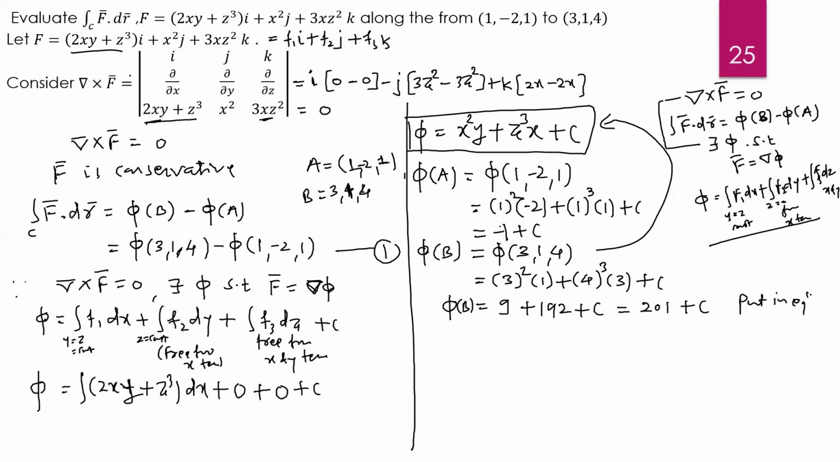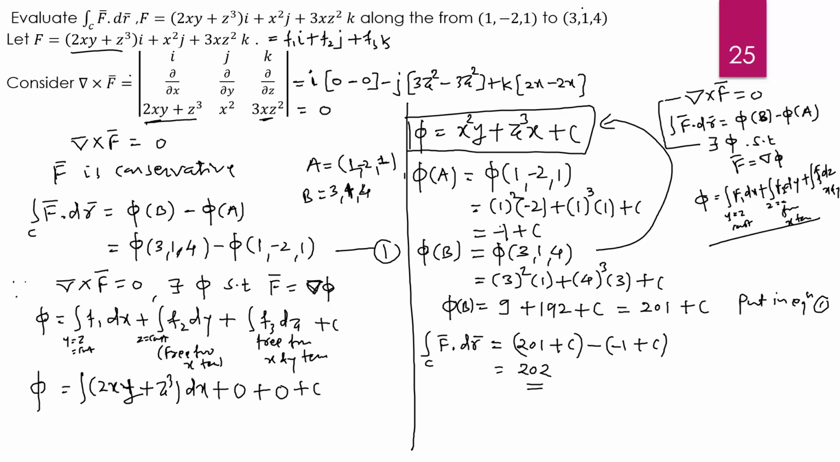Okay. Now put phi of B and phi of A in equation 1. The line integral of F bar dot dr bar along the path C is equal to (201 plus c), the upper limit, minus (-1 plus c). Here the c terms get cancelled. So we get 202. Okay.